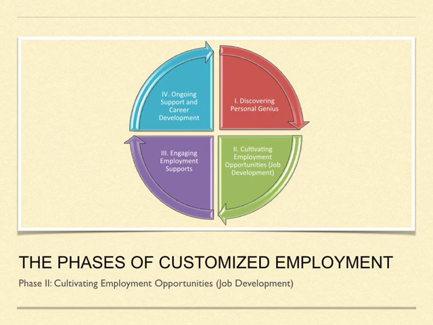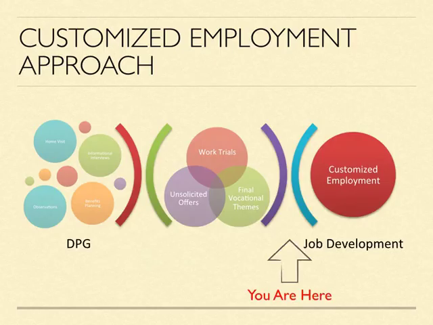As you learned in our previous webinars, there are 4 phases to customized employment. 1. Discovering personal genius. 2. Cultivating employment opportunities or job development. 3. Engaging employment supports. 4. Ongoing supports and career development. As a reminder, here's where we are in the process.